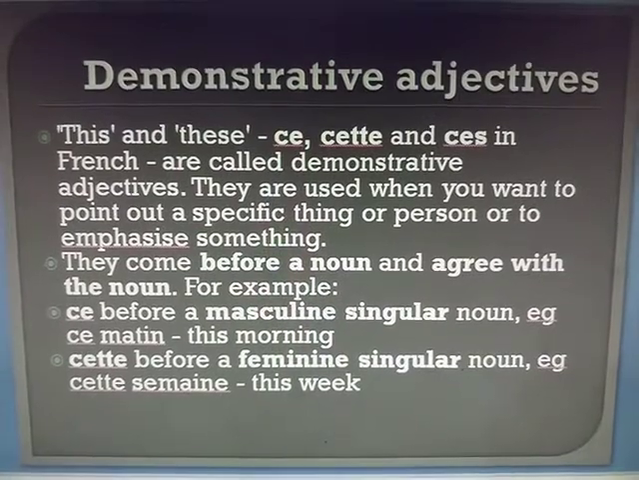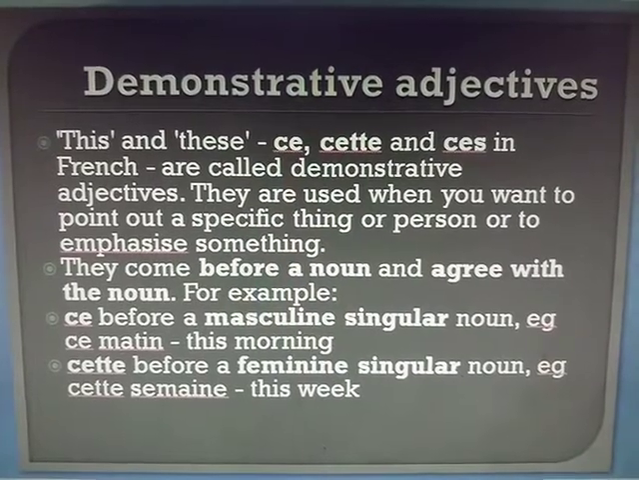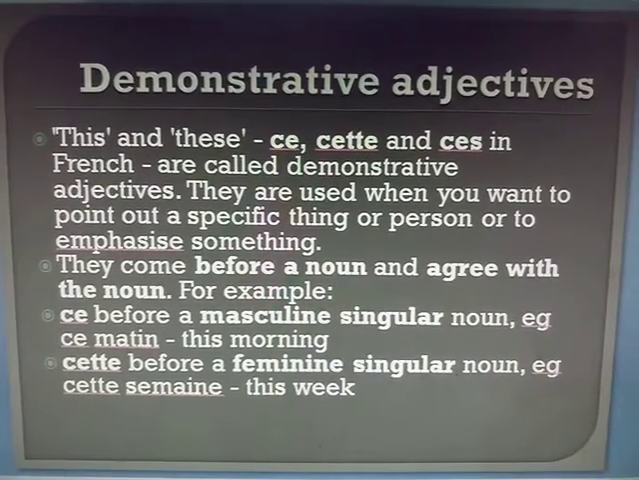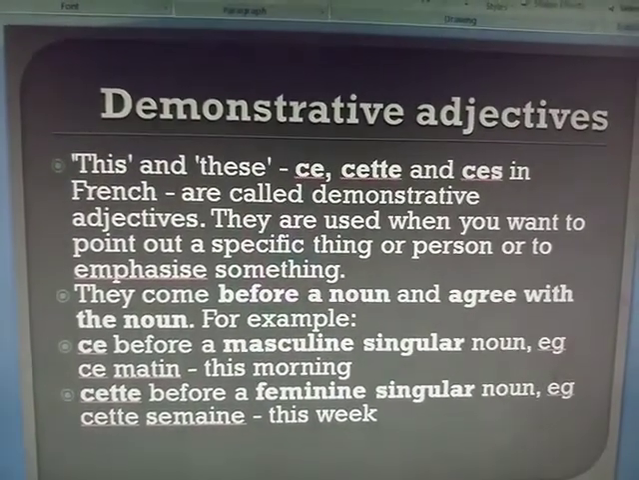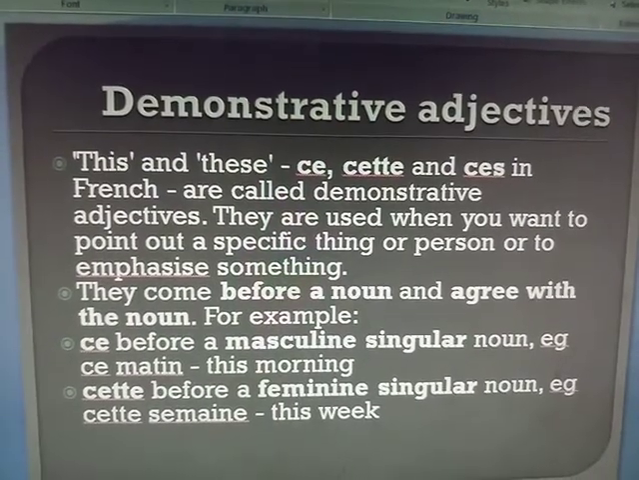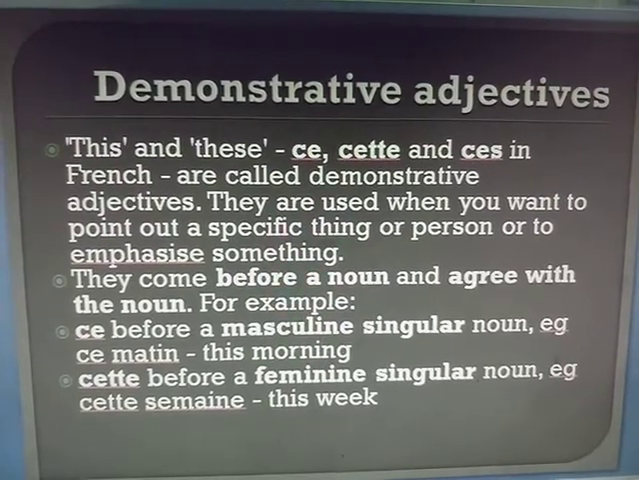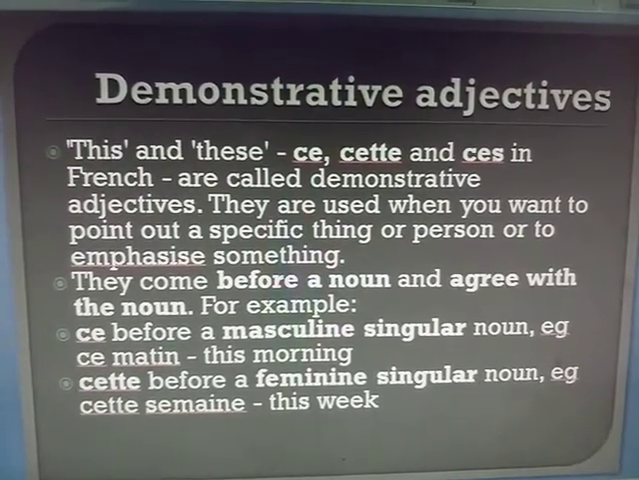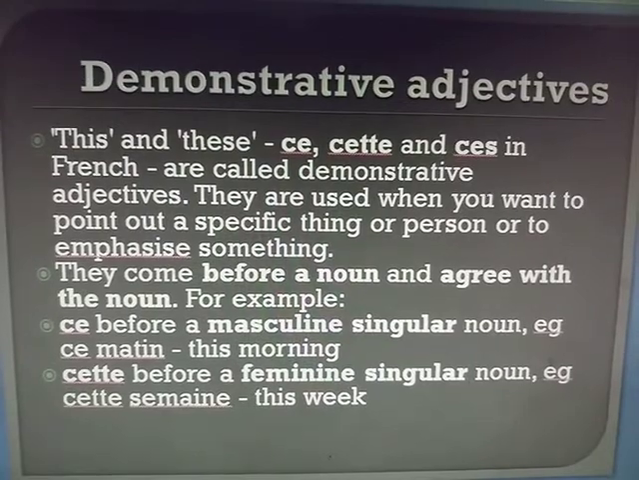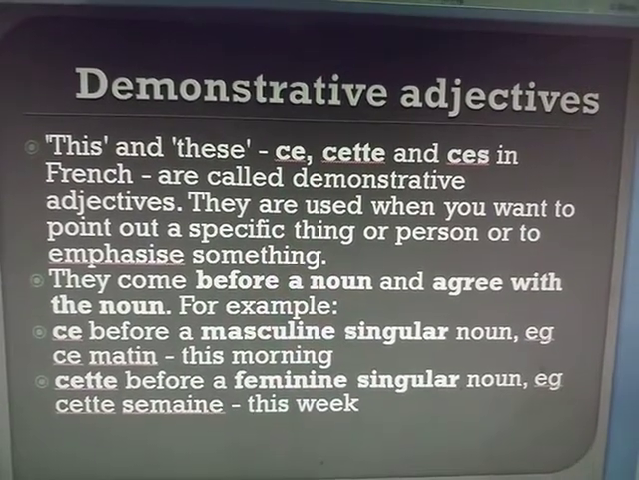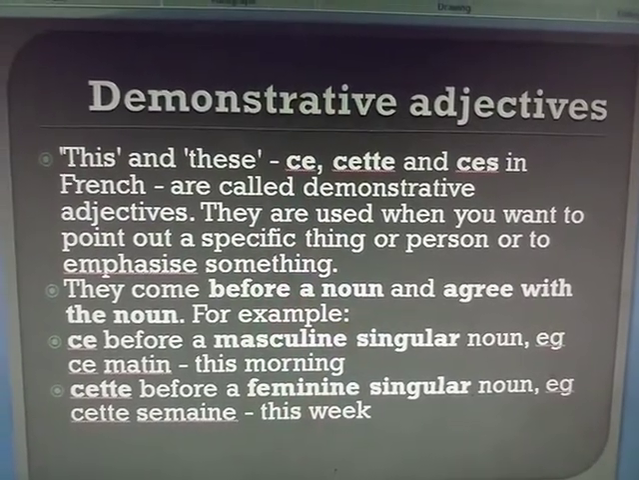This and these, ce, cette, and ces in French, are called demonstrative adjectives, which are used when you want to point out a specific thing or person, or to emphasize something. These demonstrative adjectives come before a noun and agree with the noun. For example, ce is used before a masculine singular noun, for example, ce matin, this morning. Cette before a feminine singular noun, cette semaine, this week.